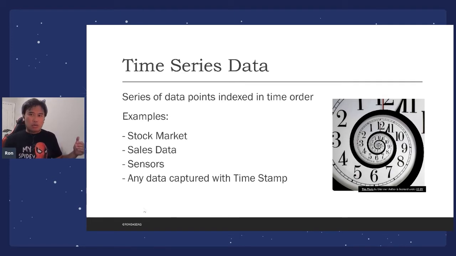Time series data is when you have a series of data points indexed in time order. One good example, which, if you tune in to CNBC, you see it every day, is the stock market data. If you work for a company, most likely there's sales data that they show every year, and we show every quarter, right? That is your sales data. That's a good example of a time series. Sensor data, if you think about any sensor data, it's captured at a specific point in time. At the end of the day, it's anything that's captured with a timestamp.